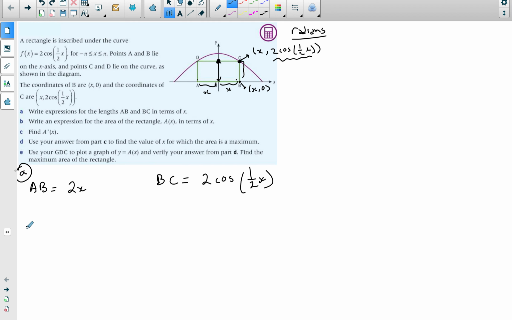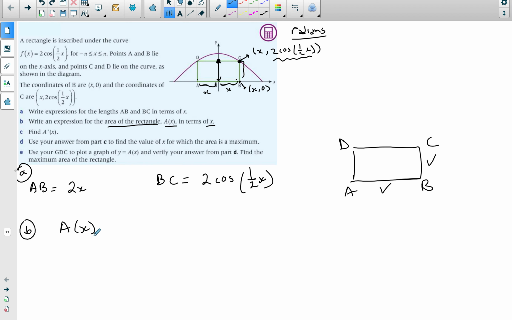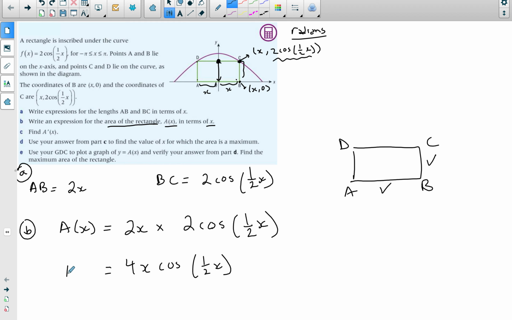For part B, they want you to write an expression for the area of the rectangle, and we're going to name it A of x, and it has to be in terms of x. We have the rectangle A, B, C, D. The area is going to be length times height, so AB times BC from part A. So 2x times 2 cos half x. Simplifying, that's going to be 4x cos half x. I double check that everything is in terms of x, which it is, so we are good here.